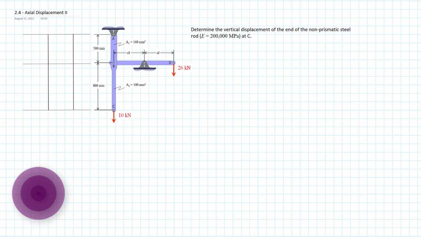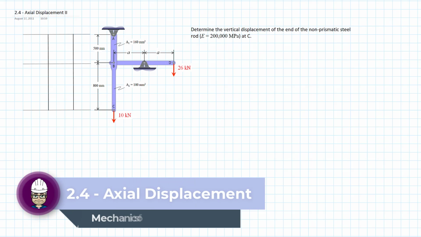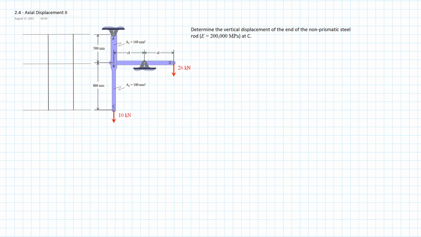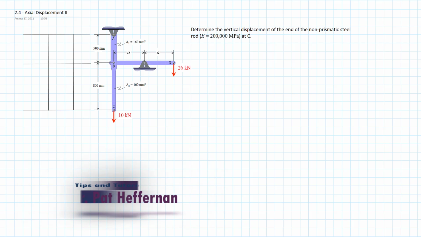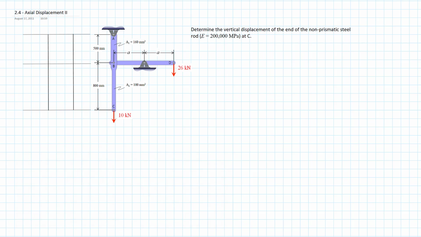Okay, so we're going to do another axial displacement problem. As you can see from the diagram, we're just going to grow it a little bit in complexity, or apparent complexity, because quite frankly, once we start to break this down into its bits, we'll see that it's actually quite simple. And we'll also start to streamline our procedures a little bit.